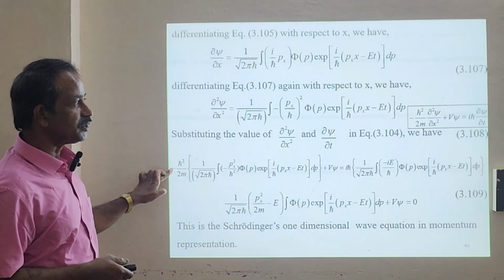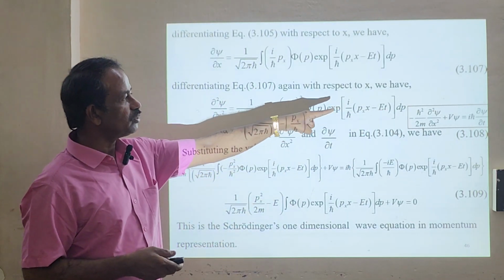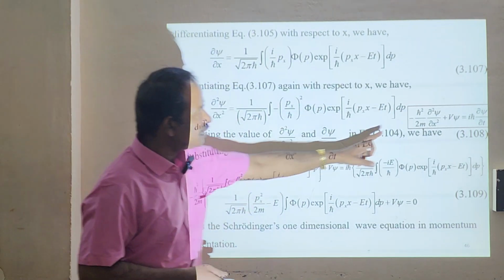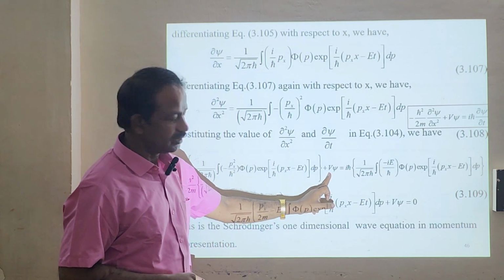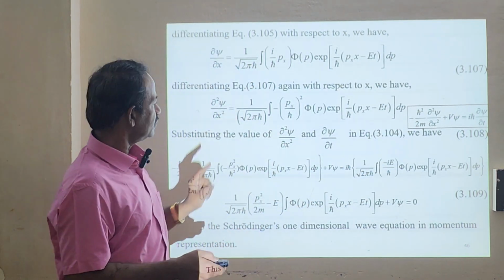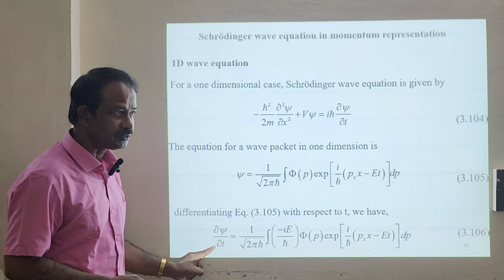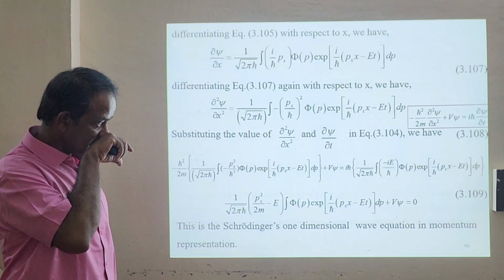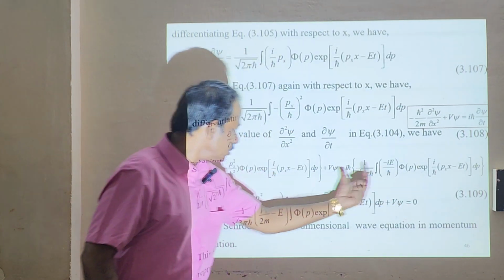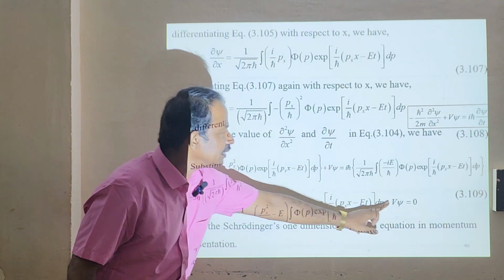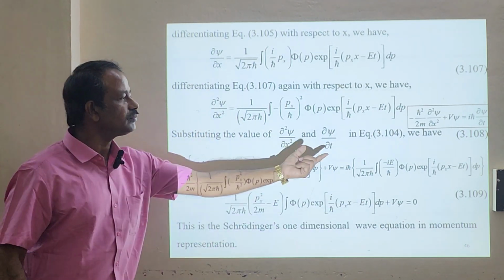So you will have minus h bar squared divided by 2m. Instead of d squared by dx squared, you have this term, and plus V psi, see plus V psi, which is equal to i h cross. d psi by dt is given by the previous one. d psi by dt is given by this expression. You substitute here. Is it okay? Now you bring this term alone to this side. That alone, V psi, let it be like this, because they have common terms.